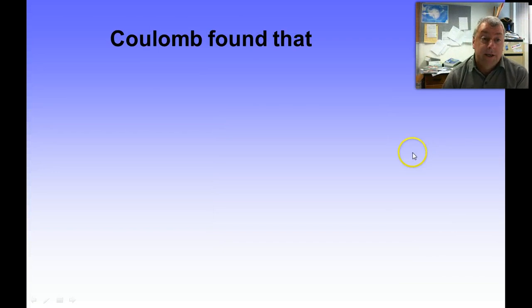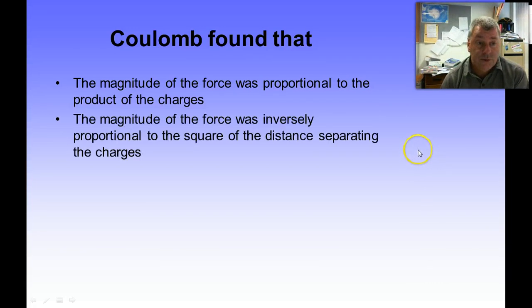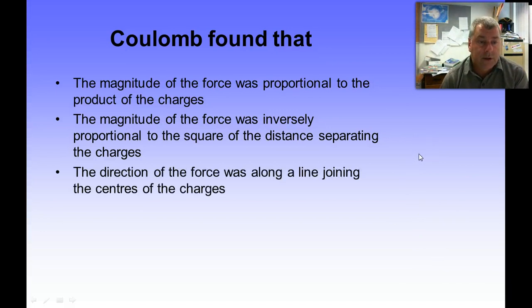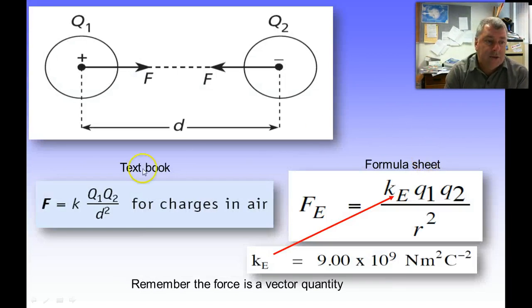Coulomb was able to find that the magnitude of the force was proportional to the product of the charges, which was interesting. The magnitude of the force was inversely proportional to the square of the distance separating the charges. That's a mouthful. The direction of the force was along a line joining the centers of the charges, and he put it into an equation, and this is the equation that these words describe. So you've got F equals k Q1 Q2 on d squared. This is what the textbook has, and this is what our formula has.